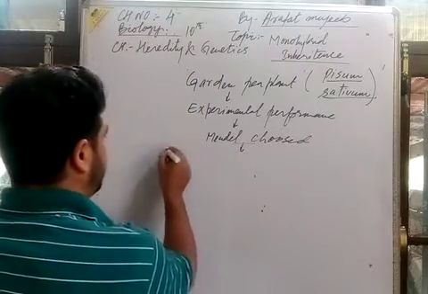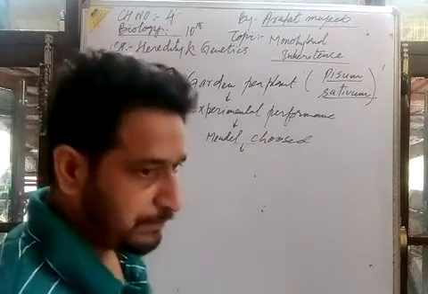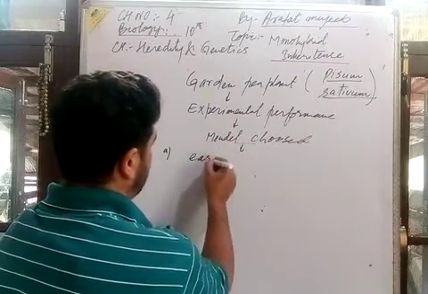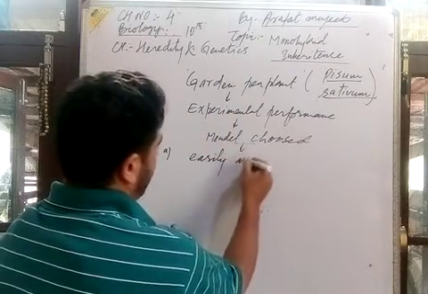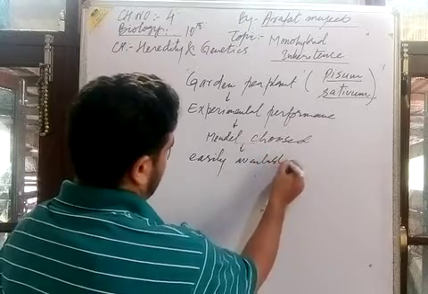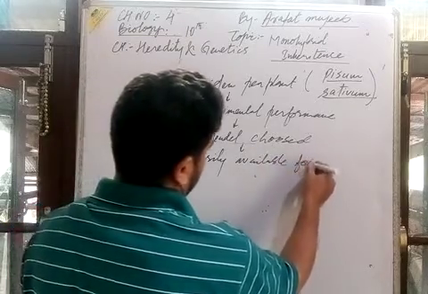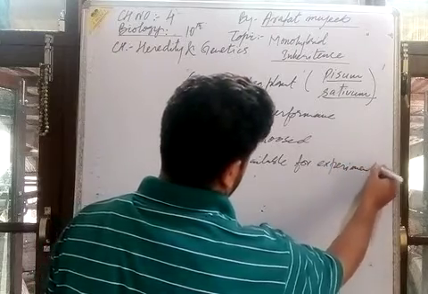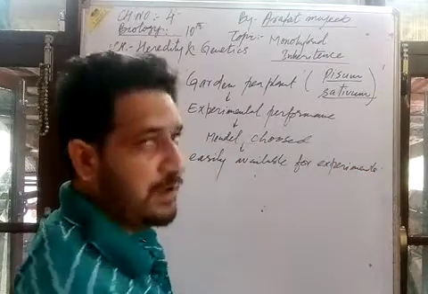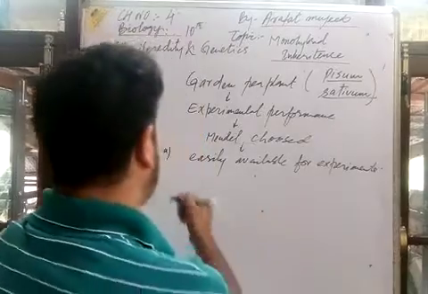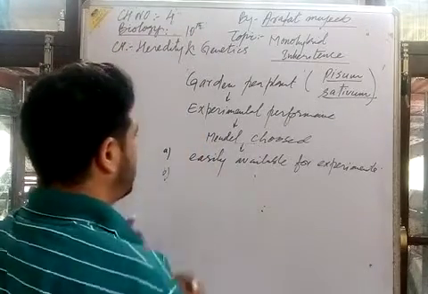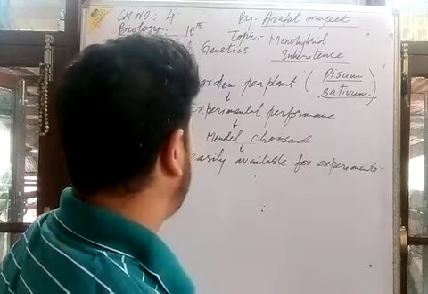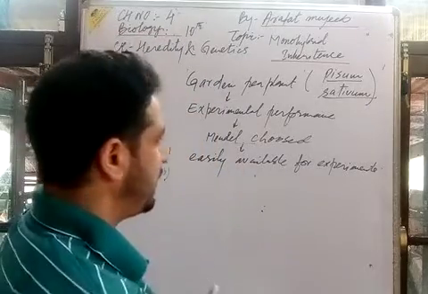Because of certain features. First, this plant is easily available for experiments. Its being easily available is why Mendel chose it. The second reason why he chose the garden pea plant: the first one is that it is easily available.